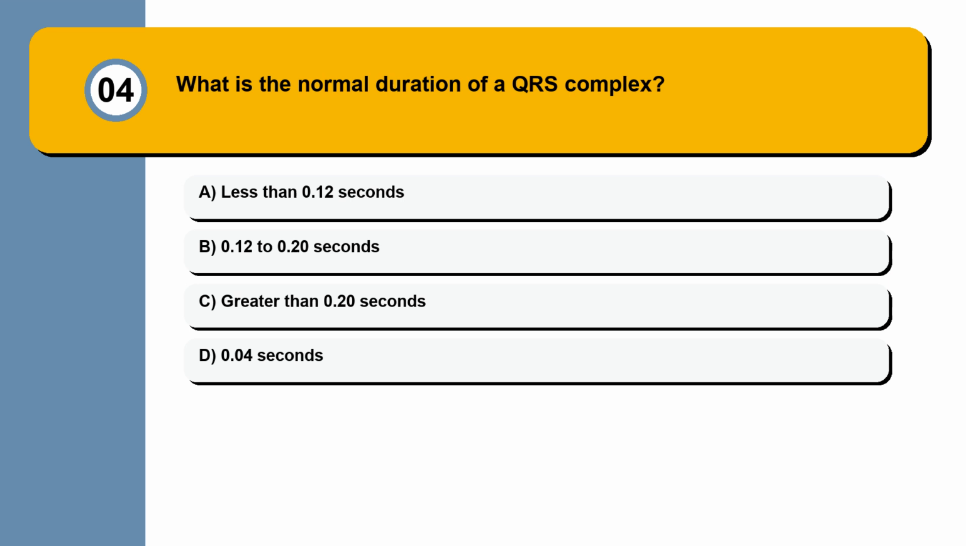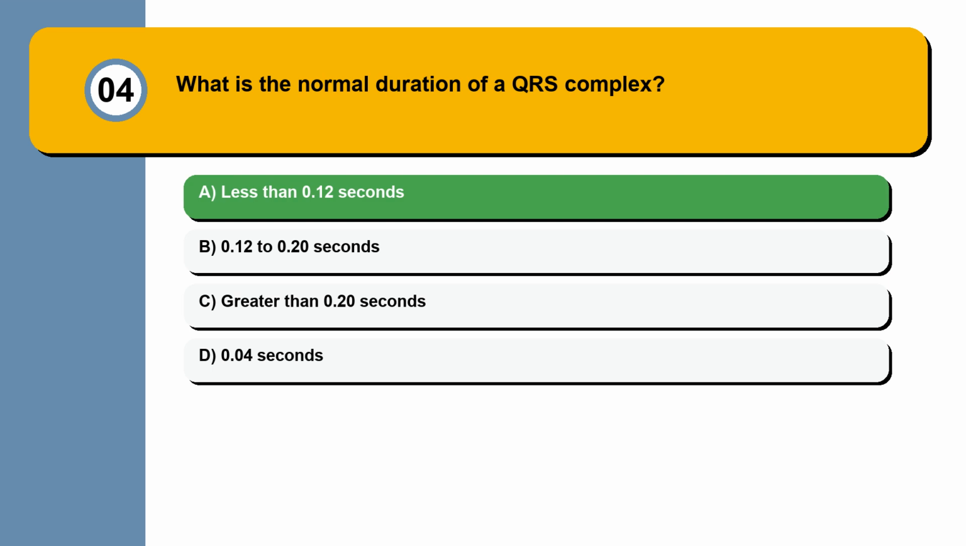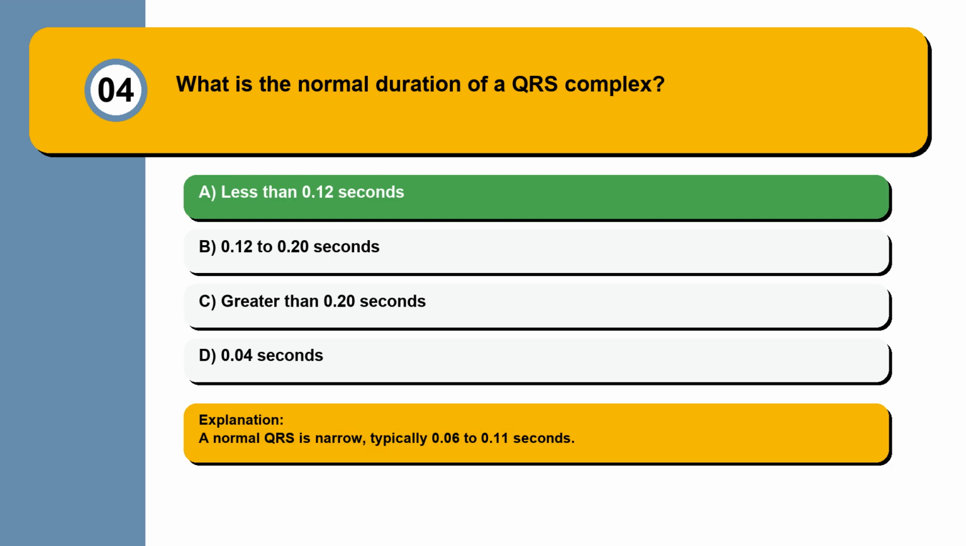Question 4. What is the normal duration of a QRS complex? Less than 0.12 seconds, 0.12 to 0.20 seconds, greater than 0.20 seconds, 0.04 seconds. A normal QRS is narrow, typically 0.06 to 0.11 seconds.